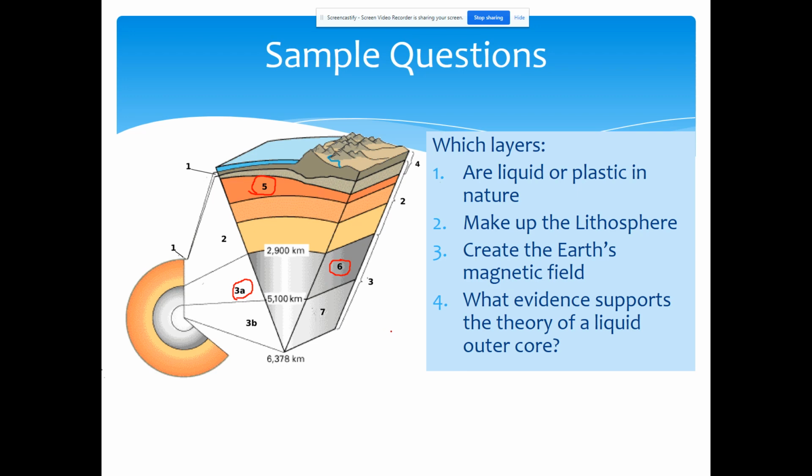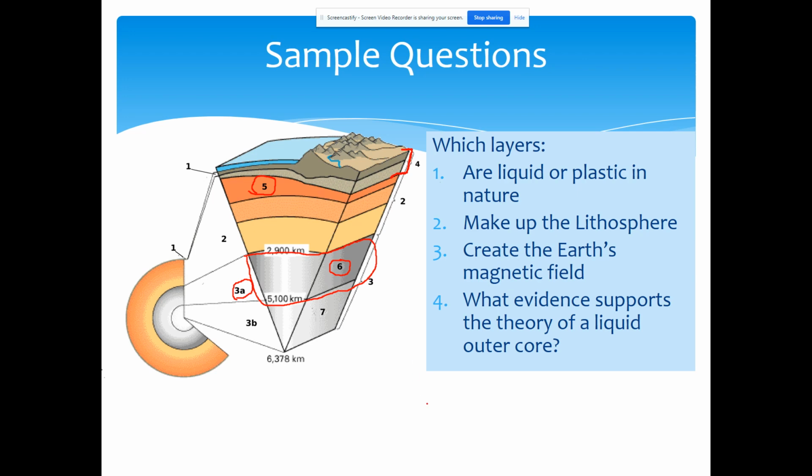Number 2, which layers make up the lithosphere? Well, it's not just the crust, which is this top layer, it's also a little bit of that mantle, the uppermost layer. So both of those, I would say number 4. Number 3, which ones create the Earth's magnetic field? Well, this is the core. The core creates the Earth's magnetic field because that is where we're going to get those metallic elements, and not just the core, but this layer right here, the outer core, in which those elements can fluidly flow around.